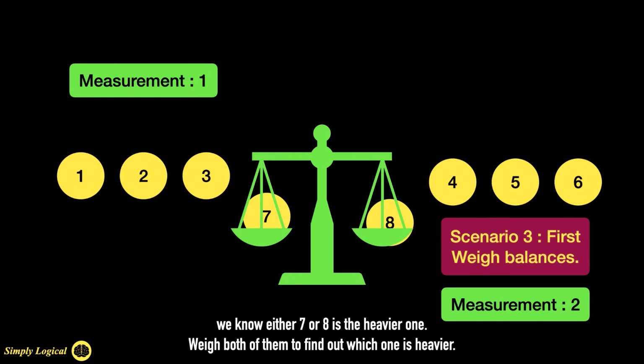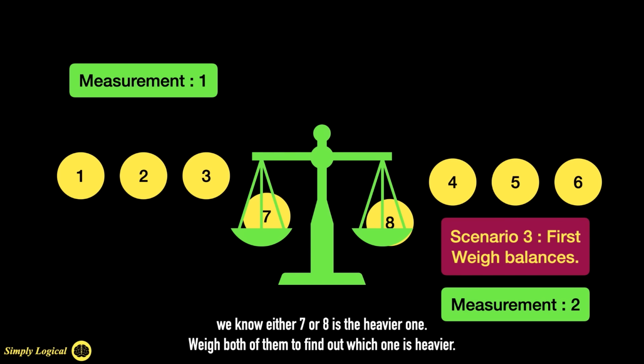Let me summarize. The first step is determining which set of 3 balls contains the heavier one. So choose balls 1, 2, 3 and balls 4, 5, 6 and weigh them. If one set is heavier, save those 3 balls. Pick 2 balls and place them for measurement. By doing this, we will know which one is heavier. If they balance out, then the other is the heavier one.